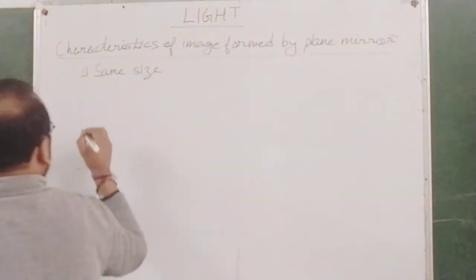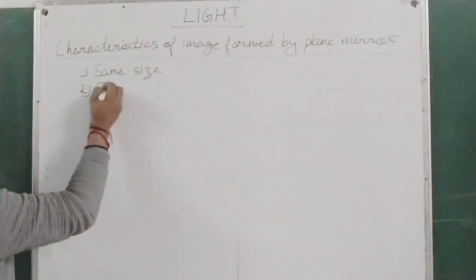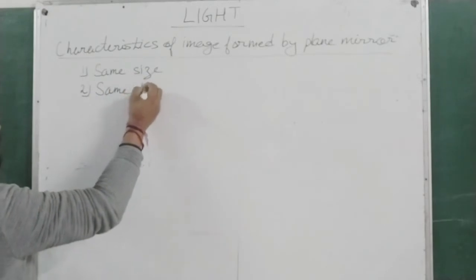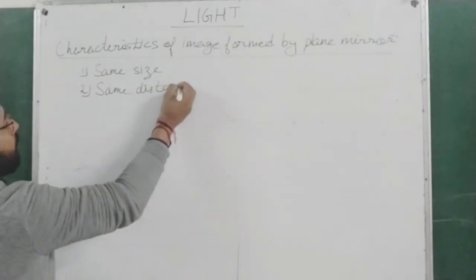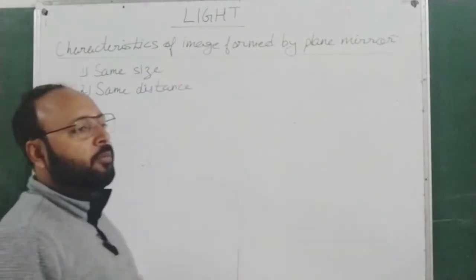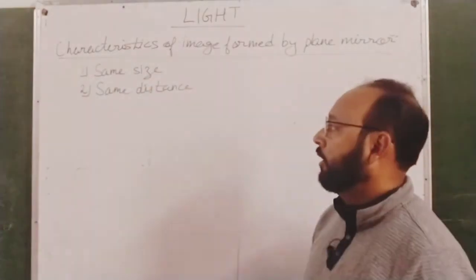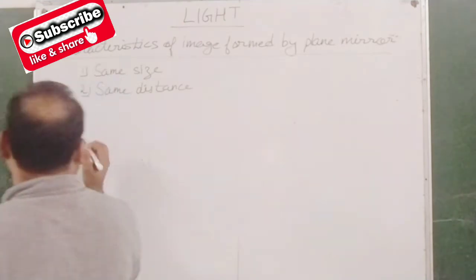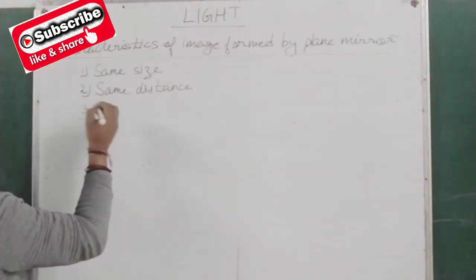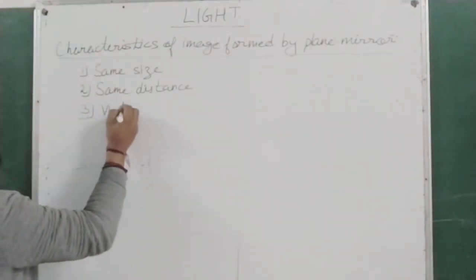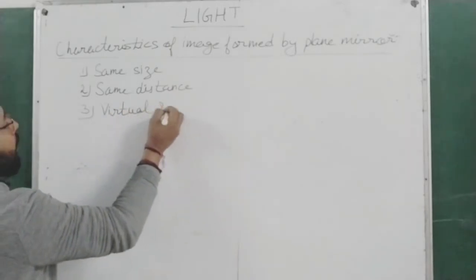Okay? And same distance. जितना हम मिरर के आगे खड़े होंगे, the same distance will be the image behind the mirror. Okay? This is the meaning of same distance. Okay? Then it is virtual and erect.